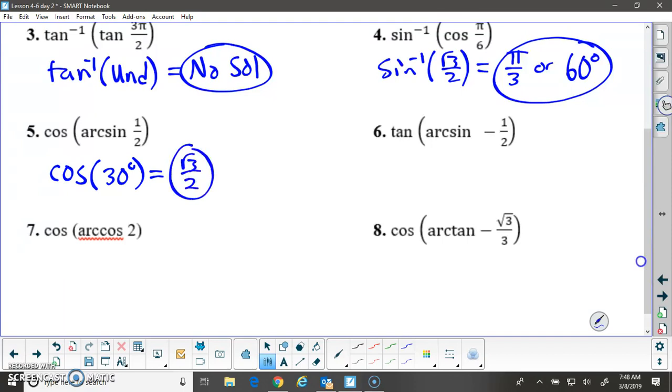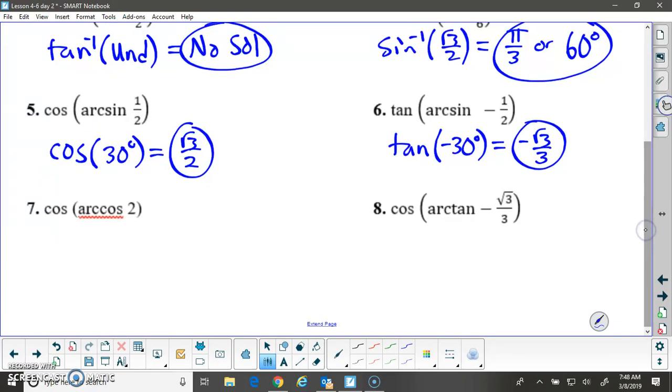Number 6, we've got the tangent of arcsine of negative 1/2. Well, the arcsine of negative 1/2 would be negative 30 degrees. And then the tangent at negative 30 degrees is negative root 3 over 3. Number 7, the cosine and the arc cosine do not cancel because you cannot do the arc cosine of 2 because it's bigger than 1. So therefore we have no solution.